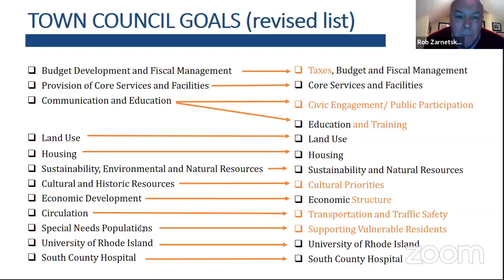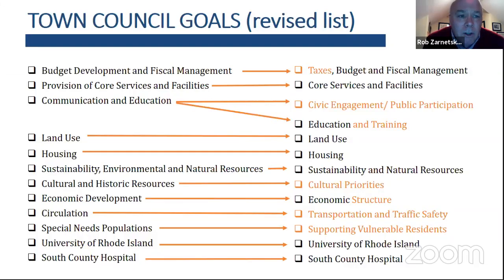We should not be spending money on things that the people, through their representatives, don't want us spending money on. So these priority areas are very important. Now, I've suggested changes to the budget development and fiscal management area. On the left side of this screen are the 12 priority areas that we have had for years. On the right side of the screen are changes that I'm suggesting. And again, this is the council's list, so please take these only as suggestions.